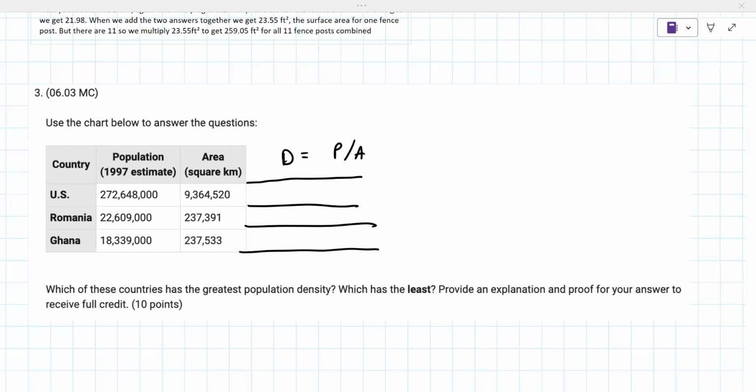And then you need to provide that explanation. So let me write it up in the chat.